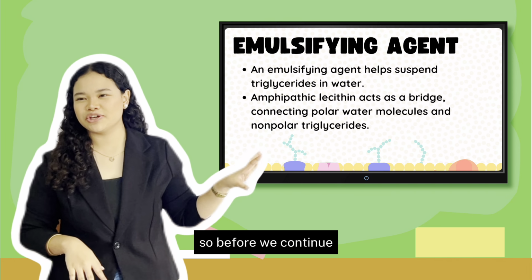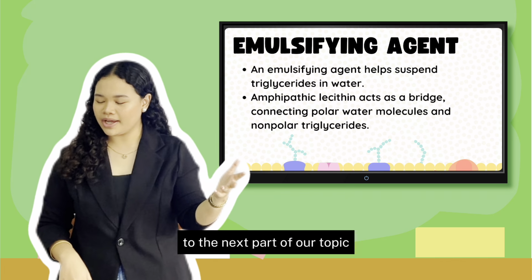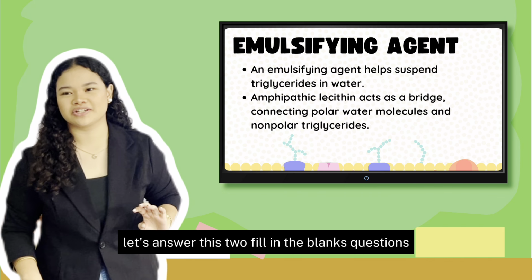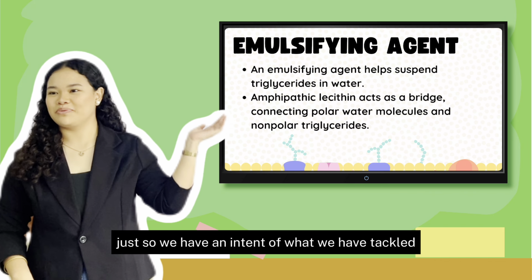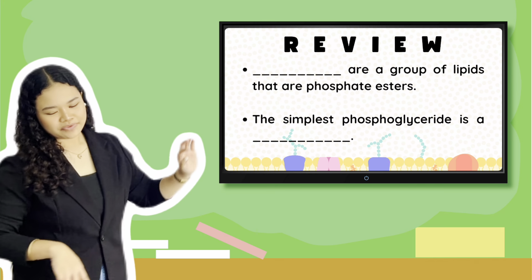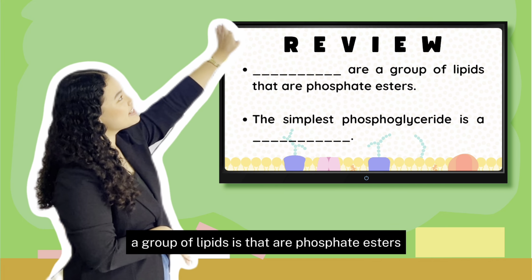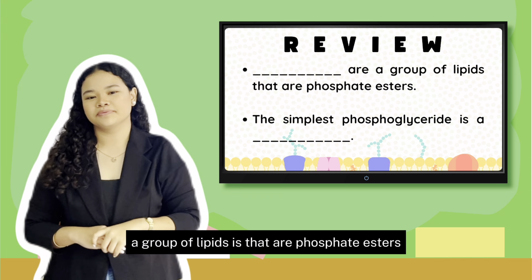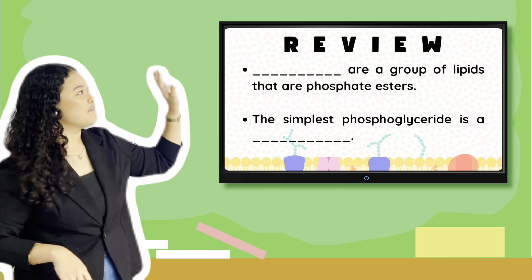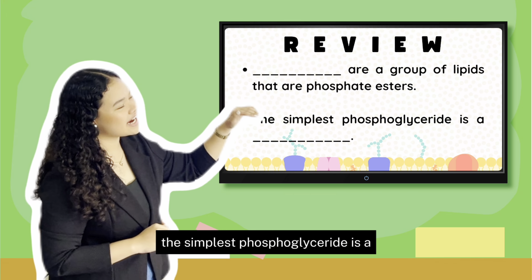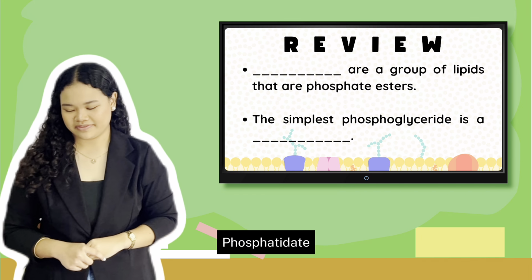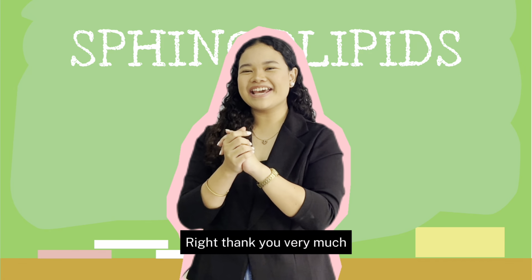So before we continue to the next part of our topic, let's answer these 2 fill-in-the-blanks questions just so we have an insight of what we have tackled so far. So blank are a group of lipids that are phosphate esters. Phospholipids. Very good. The simplest phosphoglyceride is a phosphatidate. Right, thank you very much.